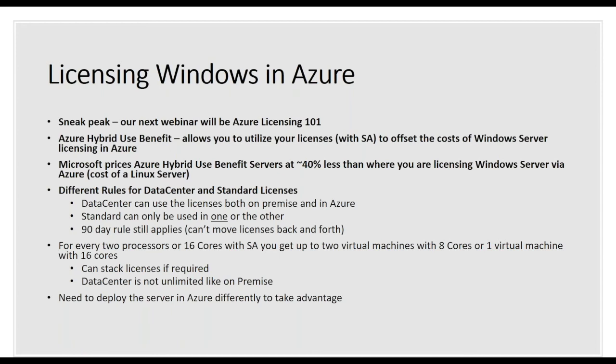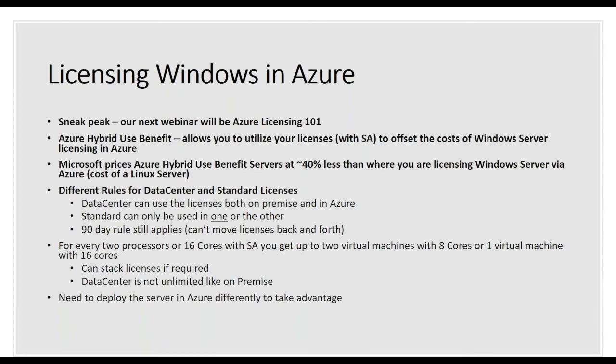The other concept here is Datacenter only gives you either 2 8-core VMs or 1 16-core VM, not unlimited like on-premise. So with Azure, although you get the 2 VMs, it's very expensive to utilize Datacenter in Azure if you're going to license your VMs. And on the next webinar, I'm going to go through that.